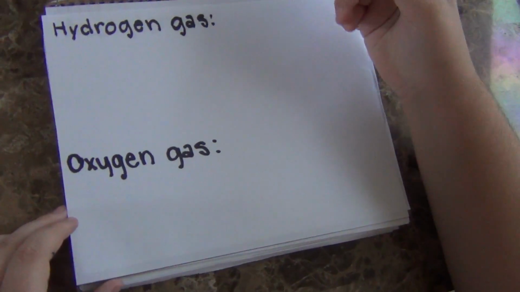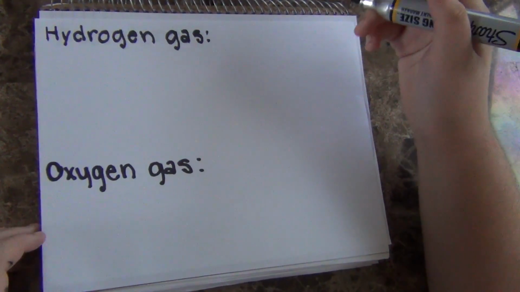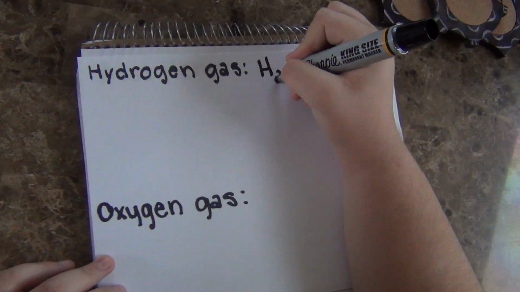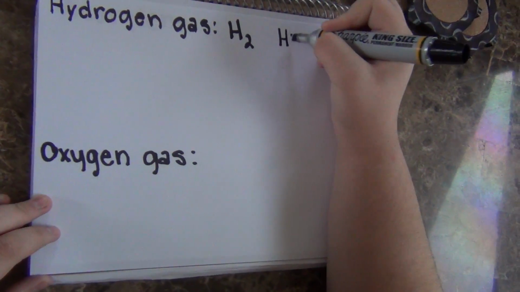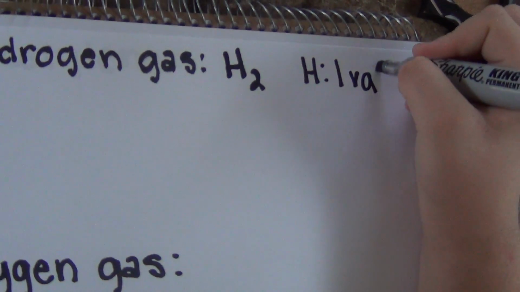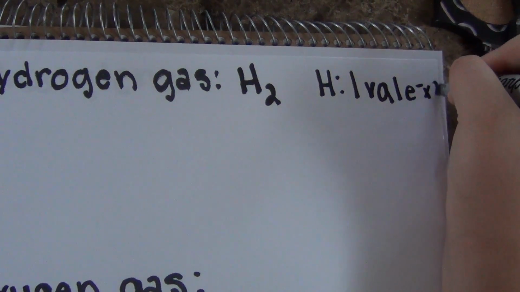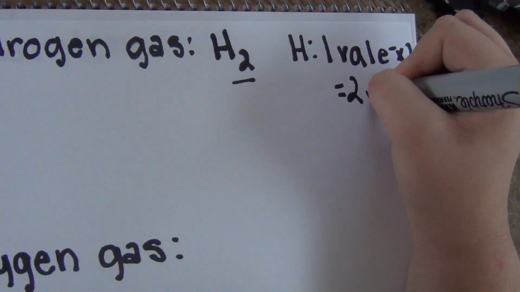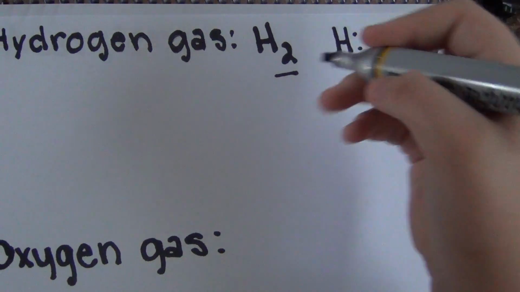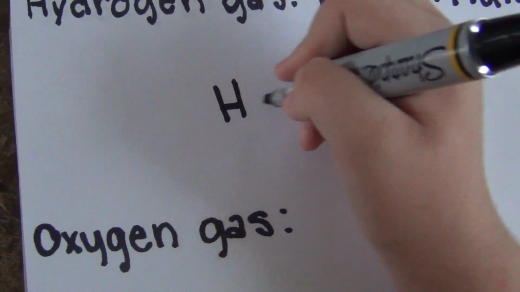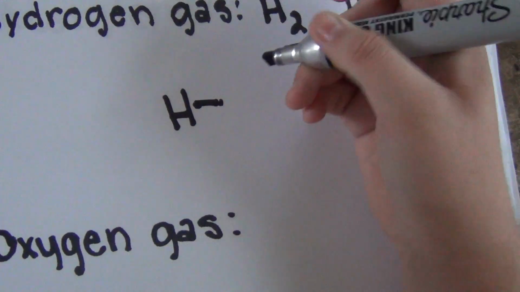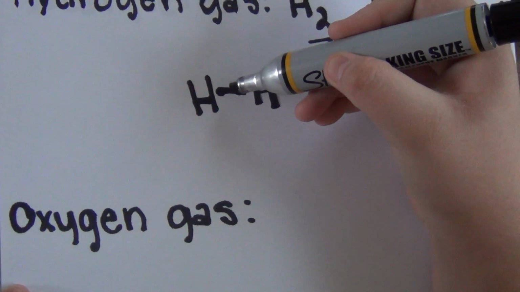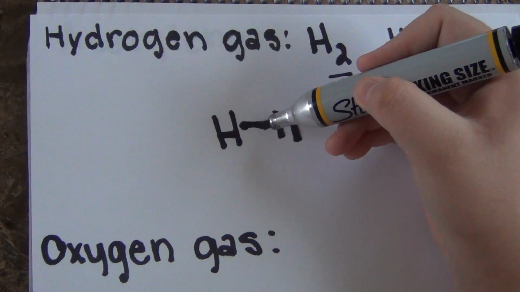Some example problems will be seen right here. First, we have to draw the Lewis dot structure. So for hydrogen gas, it is H2. Hydrogen has one valence electron, and if you times that by 2, because there are 2 hydrogens, then you have 2 valence electrons. Therefore, when you draw the structure, it'll be H, and then one bond, H. Here, there's only one sigma because there's only one bond.